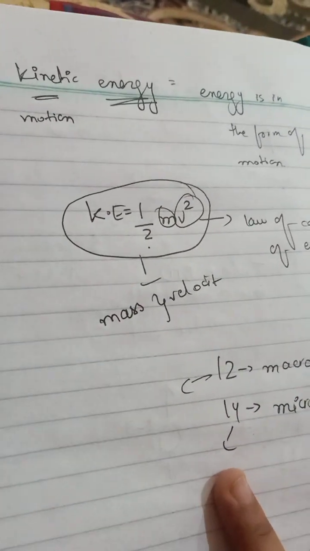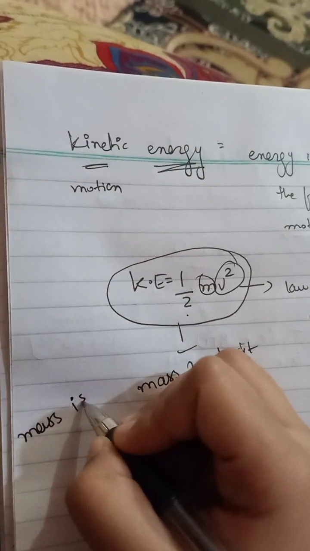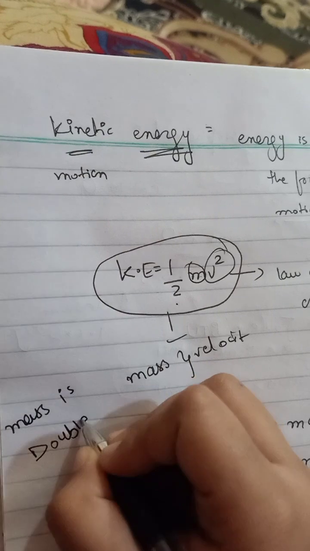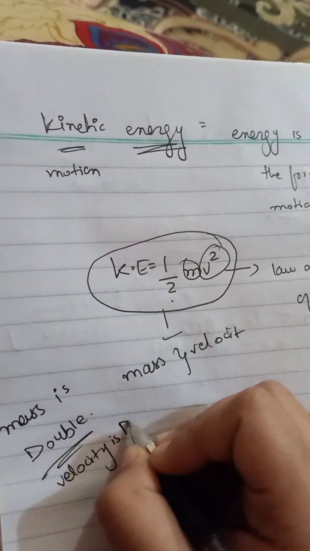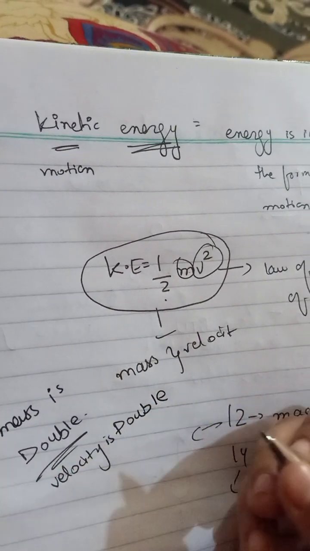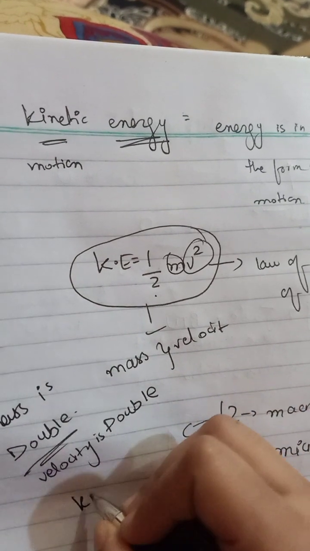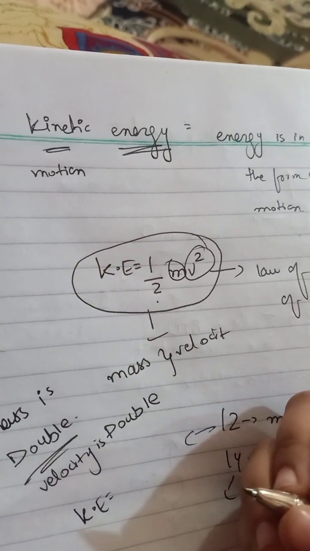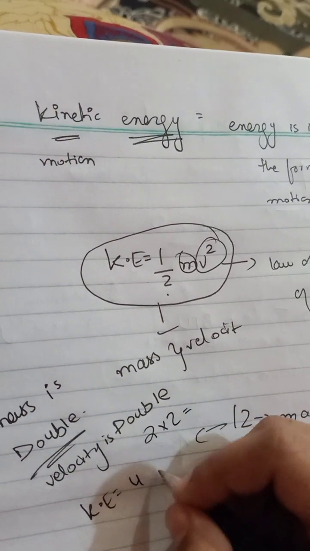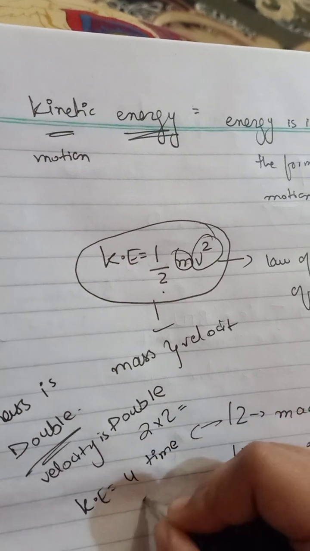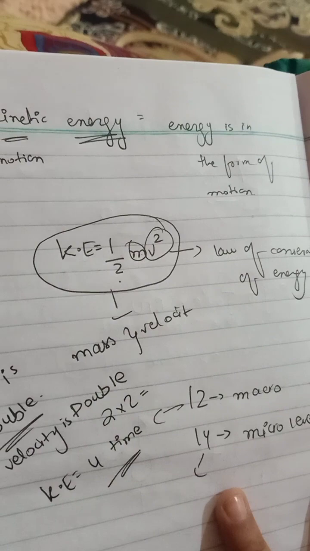For example, if the mass is double and the velocity is double, what will be the kinetic energy? The kinetic energy will be 2 into 2, so the kinetic energy will increase by 4 times.